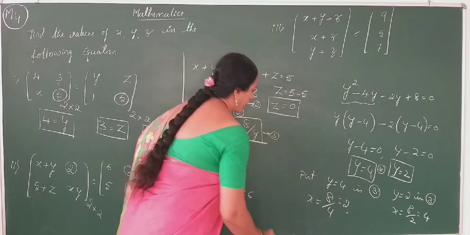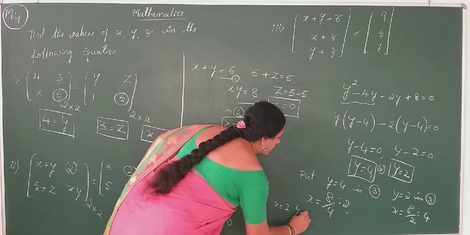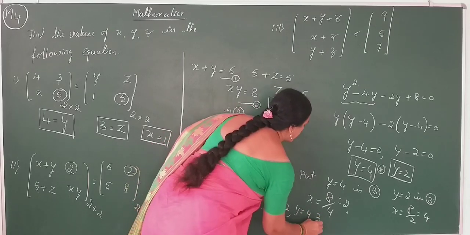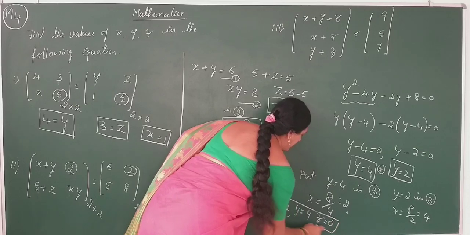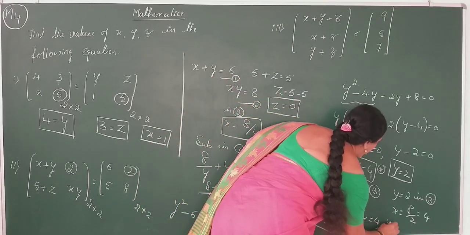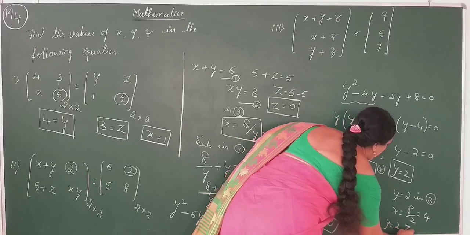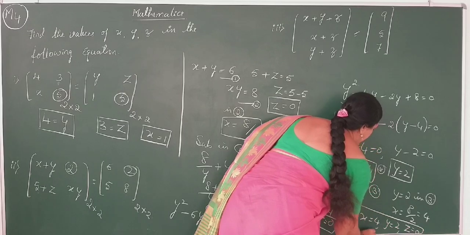Therefore the values of x, y, z are x is equal to 2, y is equal to 4 and z is equal to 0. It's one of the possibilities. Similarly x is equal to 4, y is equal to 2, then z is equal to 0. That is another one of the possibilities.